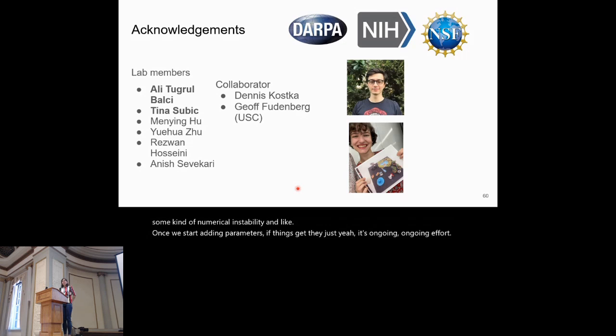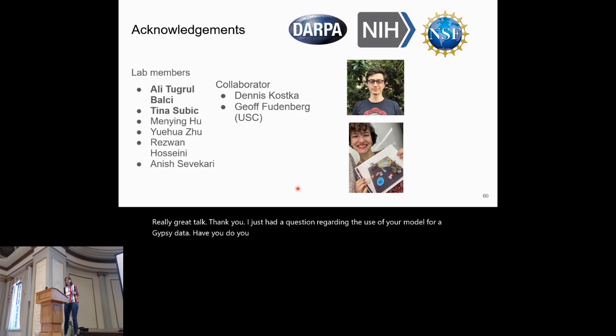Really great talk. Thank you. I just had a question regarding the use of your model for ChIP-seq data. Do you mainly work with the track that exhibits fold change over control? You don't work with signal p-value? Or have you tried to integrate both, or do you pick one or the other depending on the task?